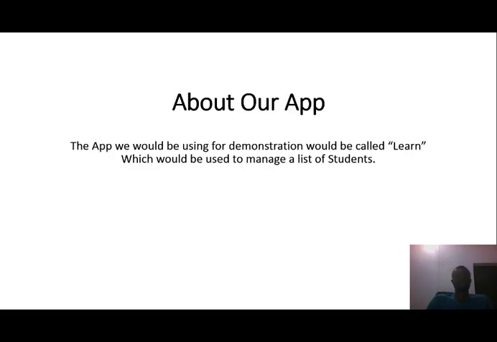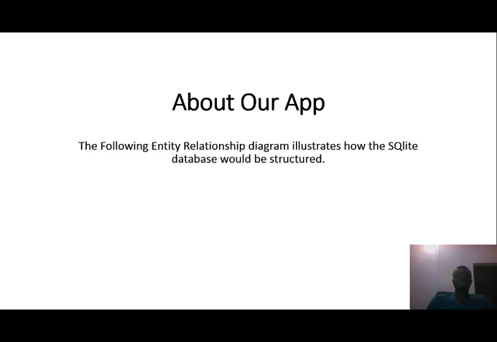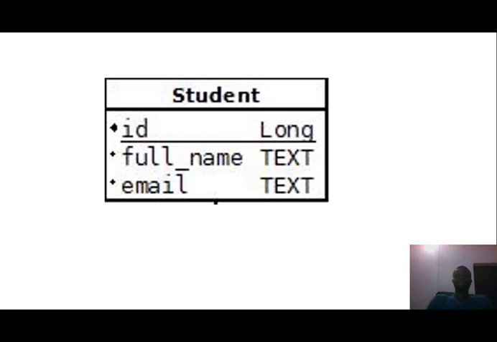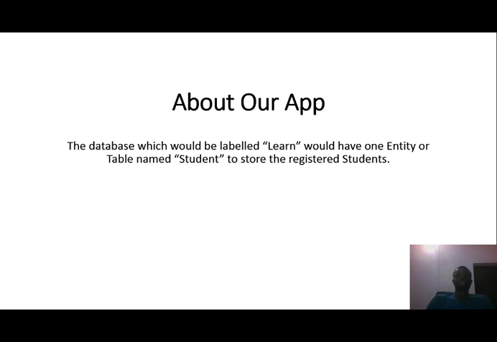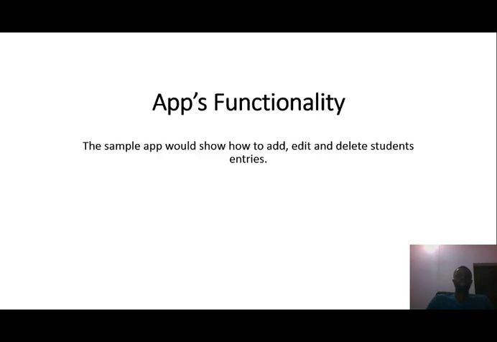About our app. The app we will be using for demonstration is called Learn, which will be used to manage a list of students. The following entity relationship diagram illustrates how the SQLite database will be structured. In this diagram, we have a student table which has three fields: ID of type long, which will be the primary key, full name of type text, and email of type text. The database, which will be called Learn, will have one entity or table named students to store the registered students.